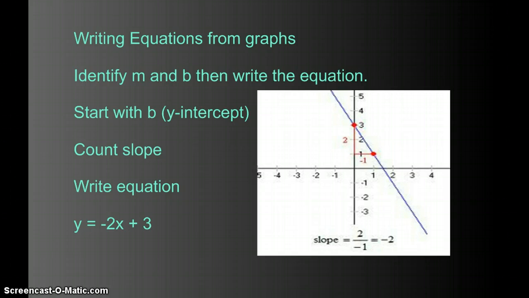And then our next point where it clearly hits is (1, 1), so our slope is down 2 over 1, so our slope is negative 2. So therefore, to write the equation, we plug in our slope of negative 2 and our y-intercept of 3, giving us the equation y equals negative 2x plus 3.